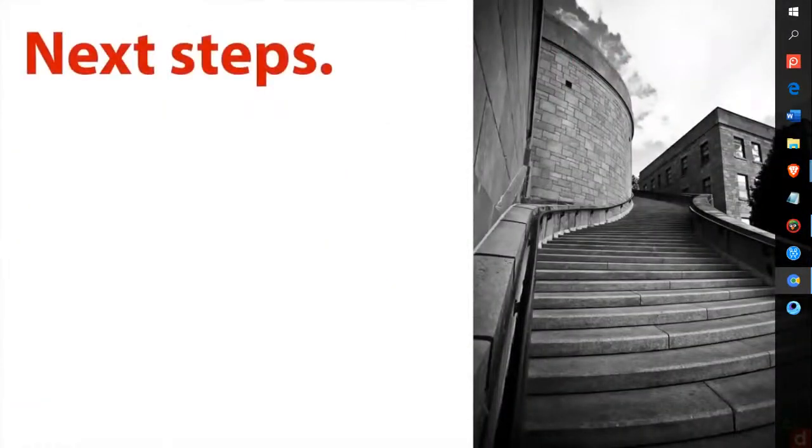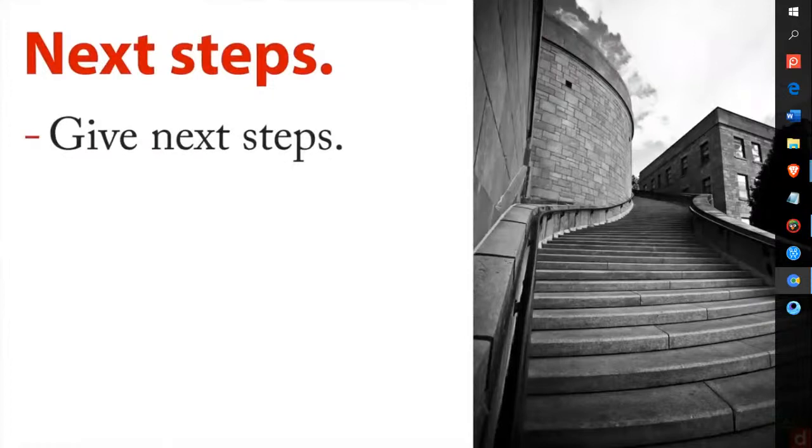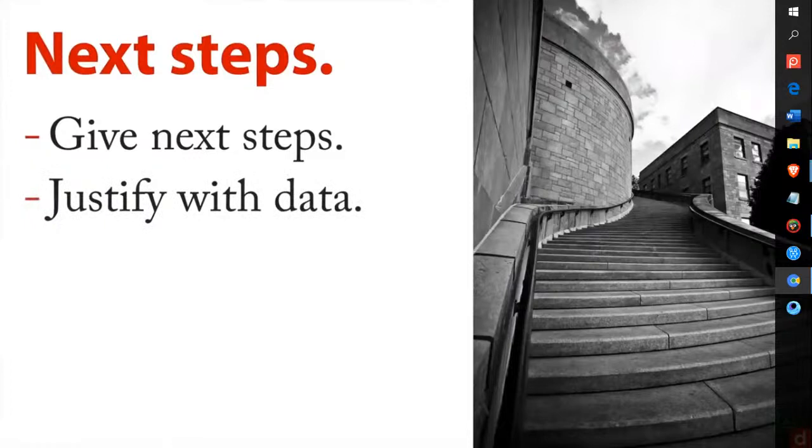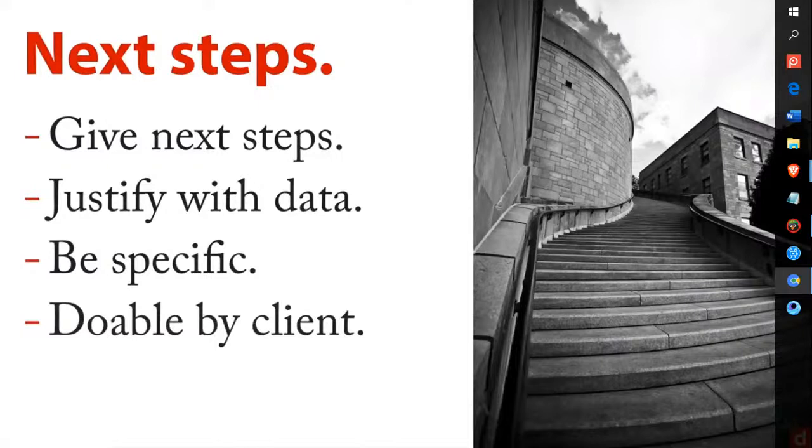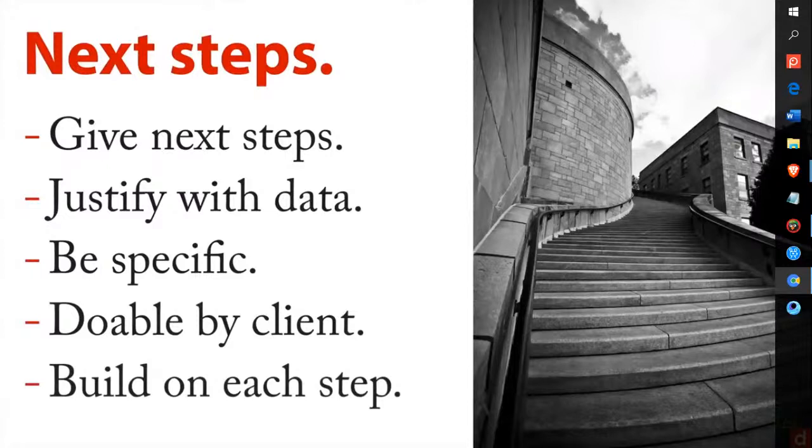One thing you want to do is you want to be able to give the next steps to your client. Give the next steps. Tell them what they need to do now. You want to be able to justify each of those recommendations with the data and your analysis. As much as possible, be specific. Tell them exactly what they need to do. Make sure it's doable by the client, that it's within their range of capability, and that each step should build on the previous step.